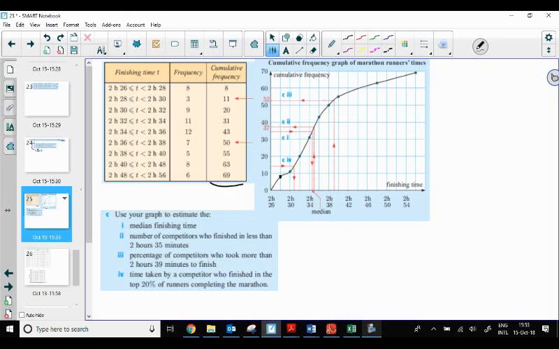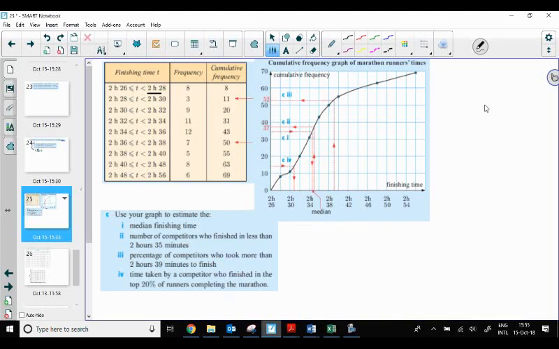So for example, this blip right there, its x value, so to speak, is the upper bound of the finishing time, which in this case was 2 hours and 28 minutes, and there were 8 people finishing below 2 hours and 28 minutes. This data point here is for 2 hours and 34 minutes, and there are a total of 31 people below 2 hours and 34 minutes. So that has a y value of 31, and so on.